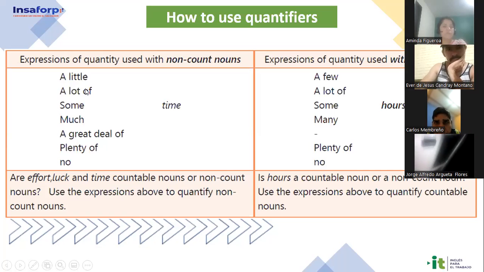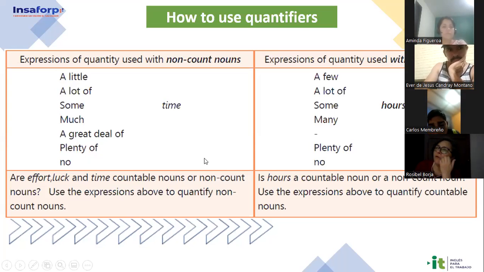So you can say a little luck. Some people say, tengo poca suerte. So a little luck, yes. Or you can say the opposite. I have plenty of luck. Tengo mucha suerte, you know, plenty of luck, right? Good. Then we have the nouns that are countable. So you can say a few hours, a lot of hours, some hours, many hours, plenty of hours, or no hour, right? Okay? So in this case, we're going to use these expressions with non-count and these expressions with count.